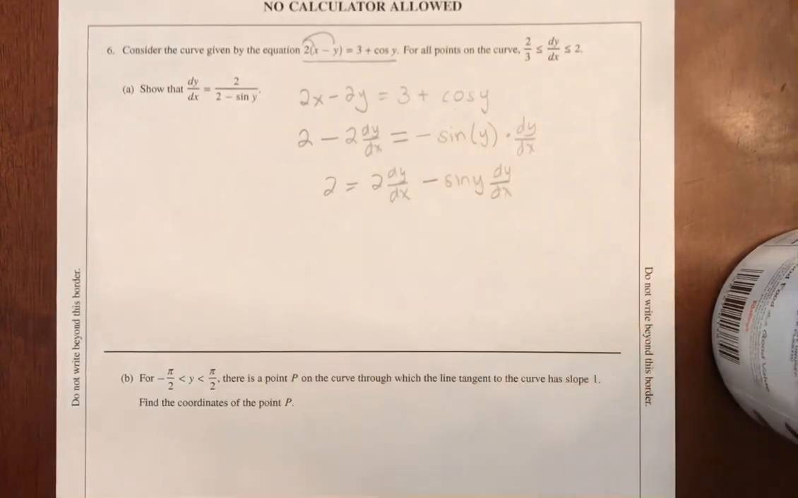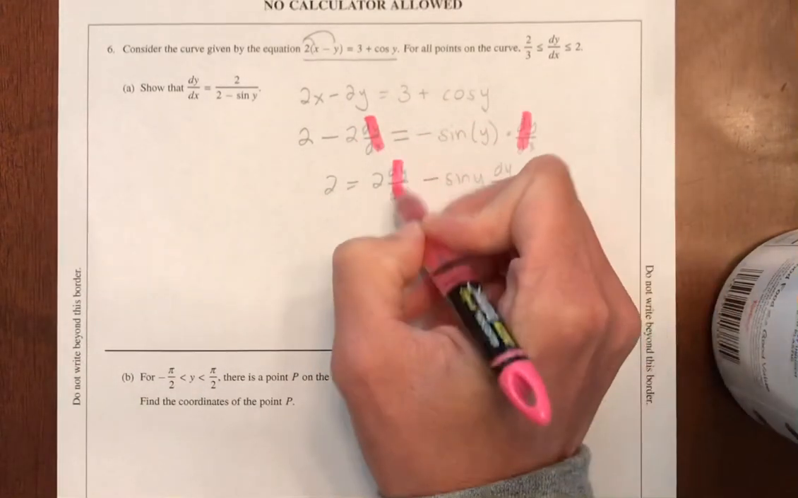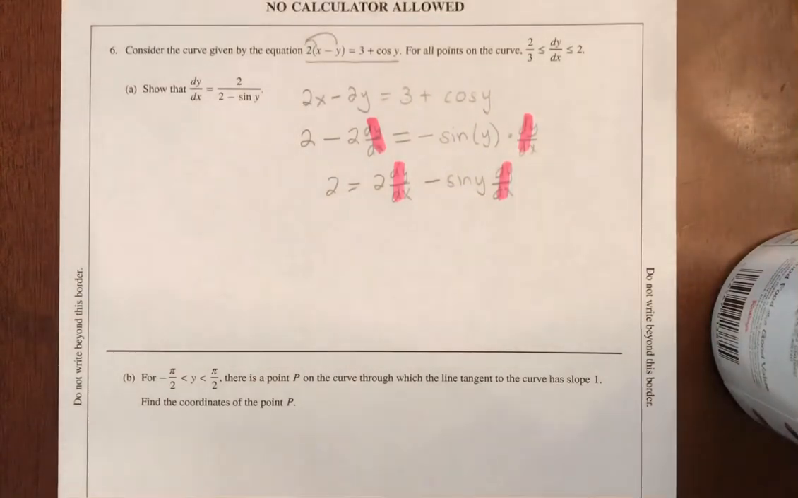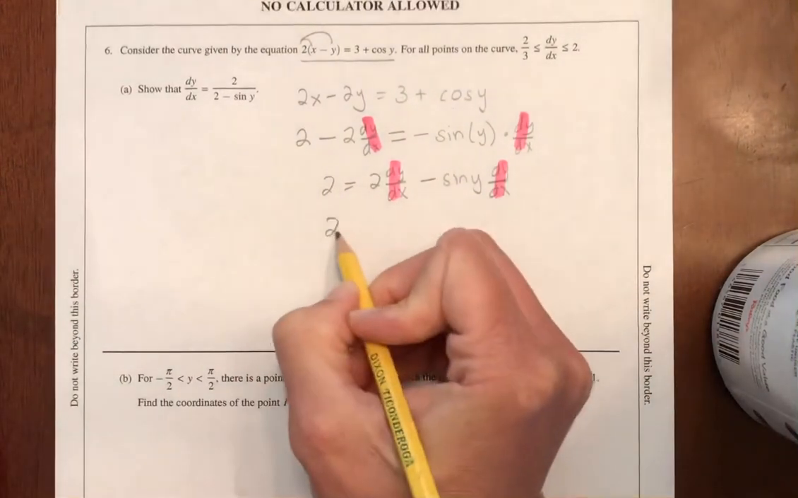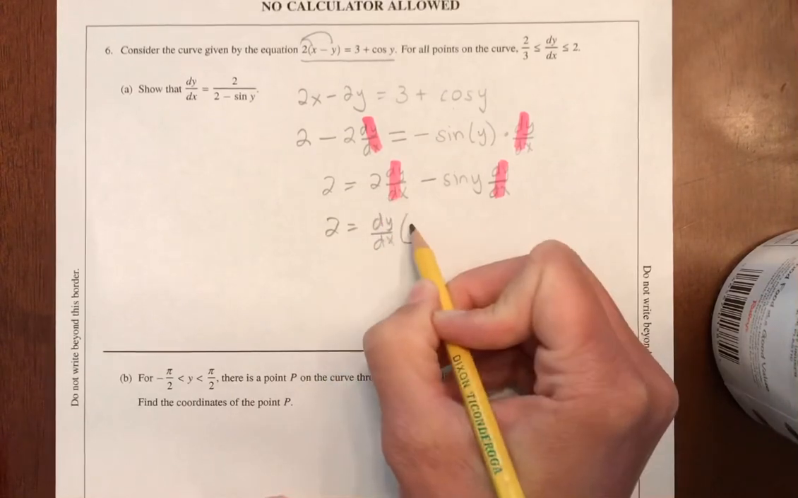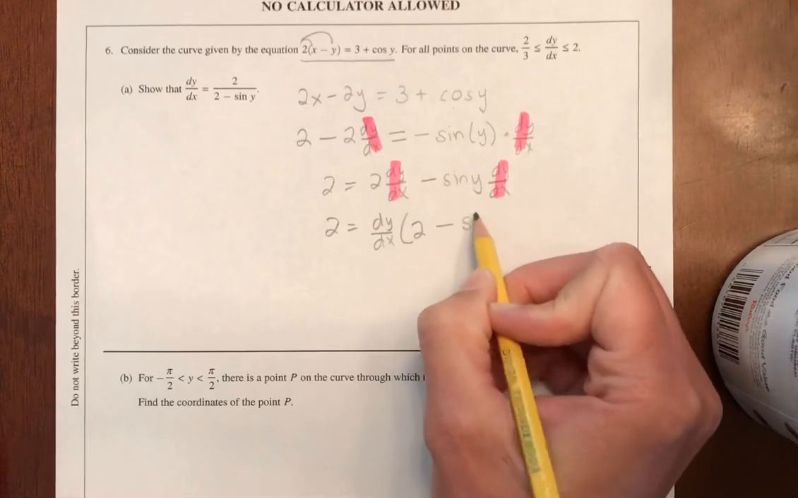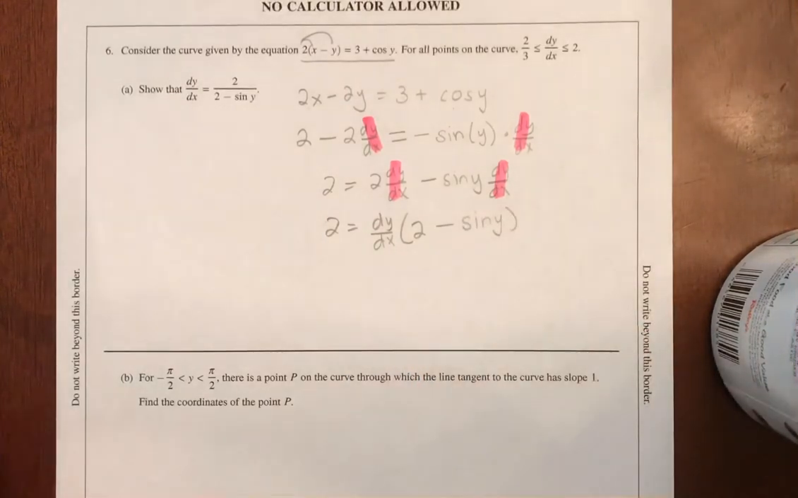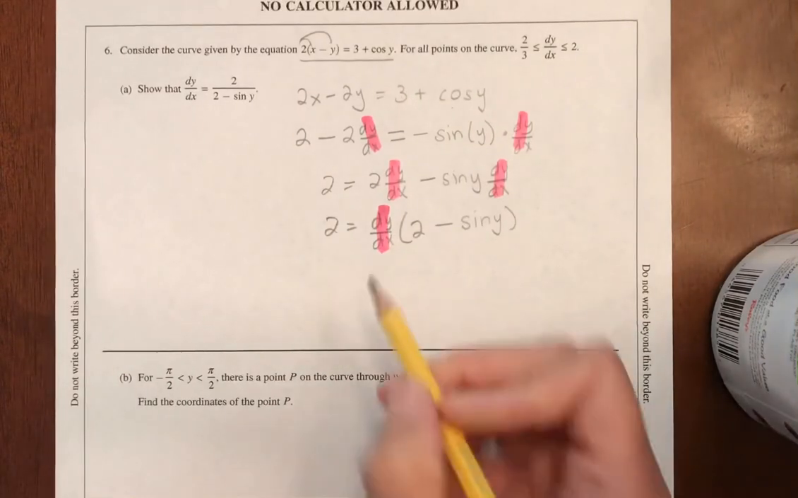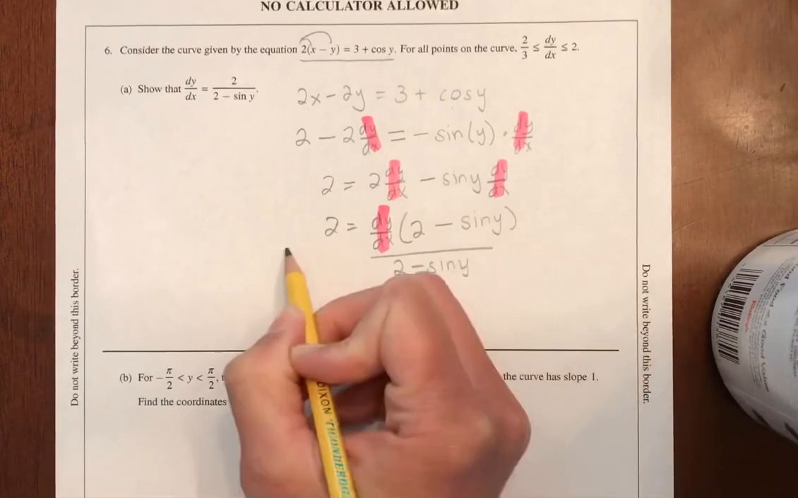Okay, so here's this derivative term that we're solving for. So I'm going to factor out that derivative, dy/dx. And when I divide that term out here, I have a 2 left over. When I divide out dy/dx here, I have negative sine of y left over. So here's the factored term. And the last thing we need to do to solve for dy/dx is divide both sides by 2 minus sine y.